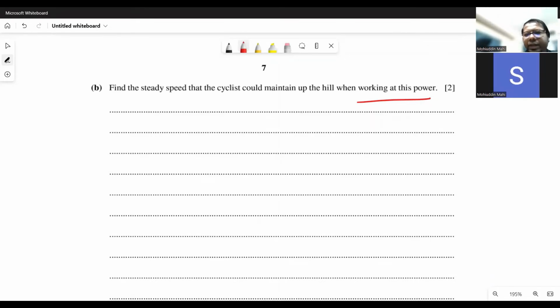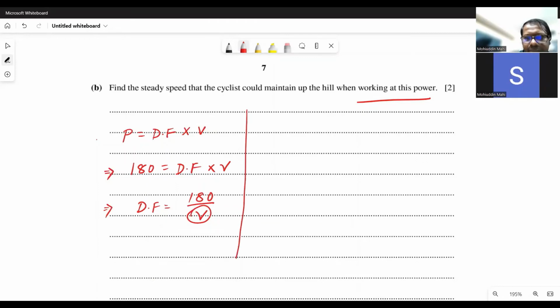Okay, so again we can apply power equals driving force multiplied by velocity. Power was 180 watts, so the driving force here is 180 divided by V. In the question, they're asking about the steady speed that the cyclist could maintain, so we will consider V as the steady speed that we have to find out.